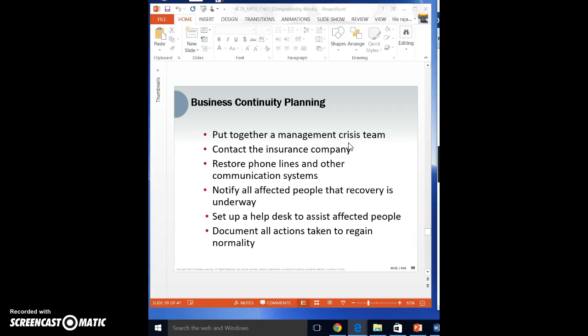If disaster strikes, an organization should follow some steps, such as put together a crisis management team, contact the insurance company, as we said, restore phone lines, notify all the affected people, the customers, and the employees, set up a help desk to assist affected people, notify the affected people that the recovery is going to be done, document all the actions that need to be taken to regain normality of the situation, and finally make sure that you are following your disaster recovery plan.